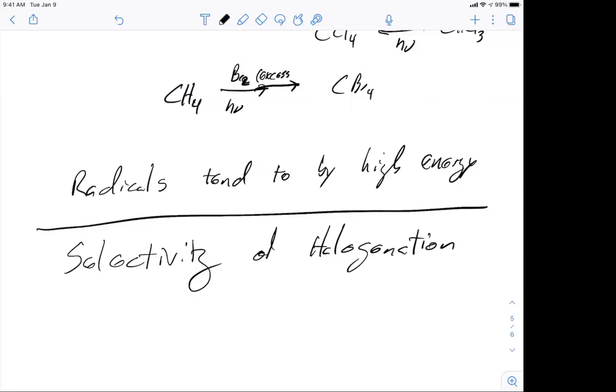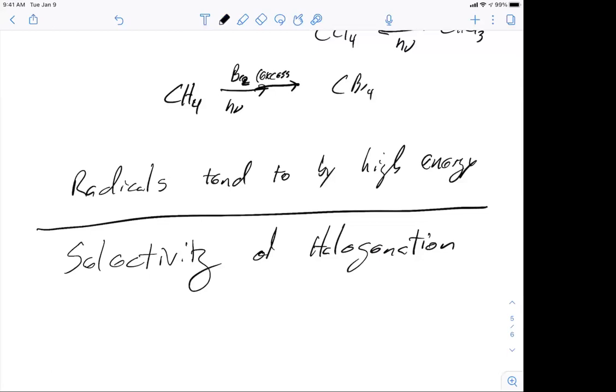So if we want a more selective reaction, we actually want a lower energy reaction. As we increase the energy in a reaction, or the energy of the species reacting, we lose selectivity. So if we think about SN2 versus SN1, if we keep the energy low, we're going to favor SN2, and that can be more selective, right?